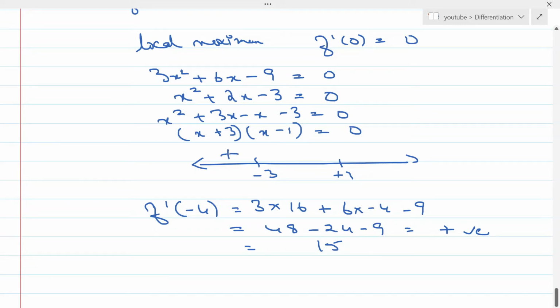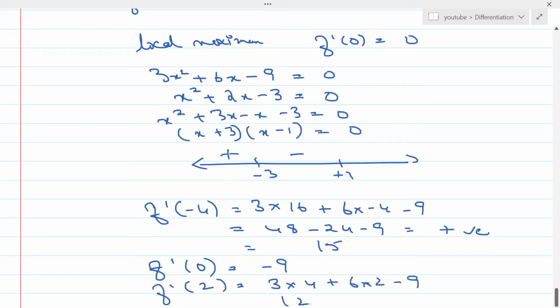Now you pick a value between −3 and 1. For example, if I take 0, so when I substitute it in my f′ function, I'm getting −9, meaning this is negative. And if I pick a value greater than 1, for example, I take f′(2). So then I'm getting 3 times 4 plus 6 times 2 minus 9. So 12 plus 12 minus 9, which is going to be clearly a positive value.